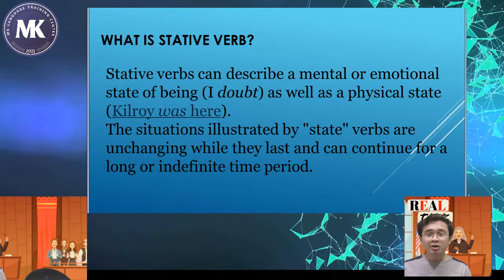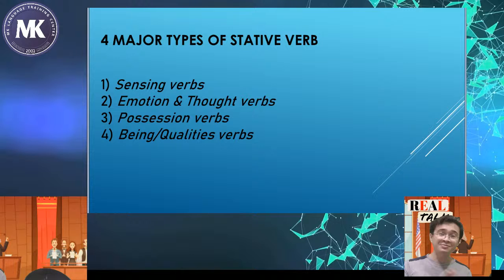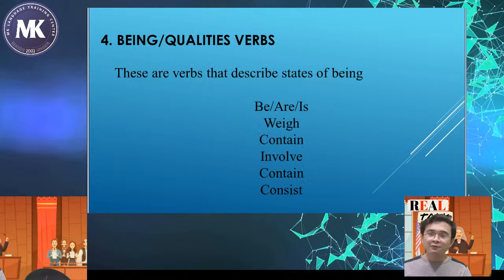So for stative verbs, they show a mental or emotional state of being. And the four major types again are sensing verbs, emotion and thought verbs, possession verbs, being or qualities. Oh, I forgot the last one. For the last one, we have being or qualities verbs. For being or qualities verbs, guys, these are used to describe states of being. It means the condition of something.